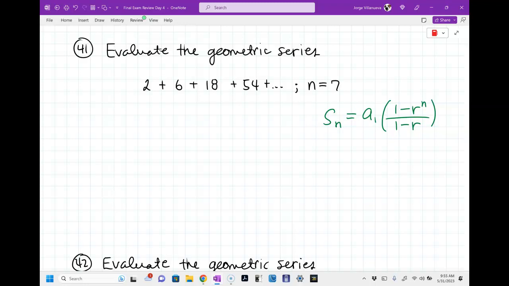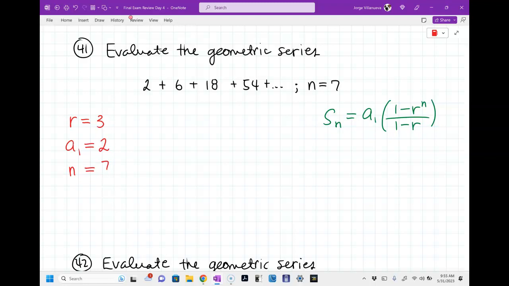Okay, so let's find out the pieces I need. So what's my r value? It's 3, yeah. 2 times 3 is 6. 6 times 3 is 18. 18 times 3 is 54. So r is 3. What's my a sub 1 value? 2. And how many terms? 7. So there you go. This is all you need. I always think of this as rain. Do you guys see that? So r, a sub 1, and n kind of looks like the word rain. So that's the way I always remember this. I have to have rain to do this.